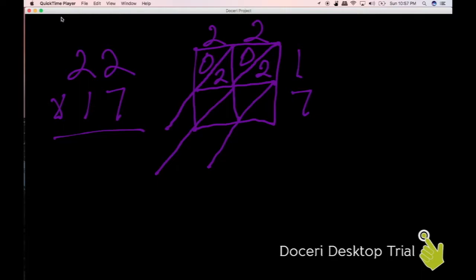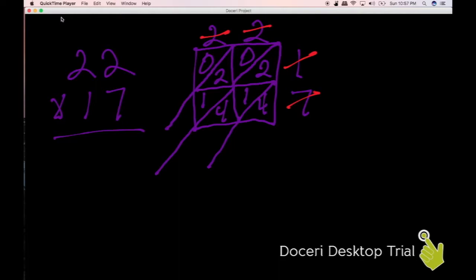It's like cross multiplying. So you'll go 7 times 2 is 14. So we'll go 1 and 4. And then 7 times 2 is 14 also. So 1 and 4. After that point, we will no longer need the numbers on the outside. So I'm going to just cross those out just so we don't get confused.